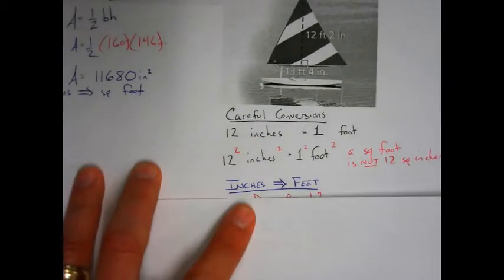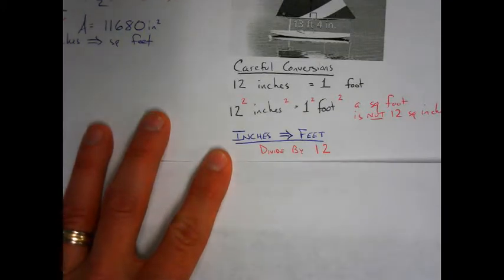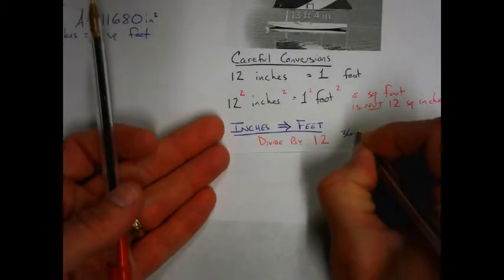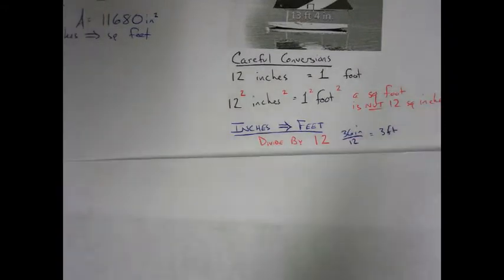So how then do we convert inches to feet? Well, if we're converting inches to feet, we divide by 12, right? So if we had, let's say, 36 inches, that's 3 feet. 36 divided by 12 is 3. Okay, so for example, 36 inches divided by 12 equals 3 feet. Okay?